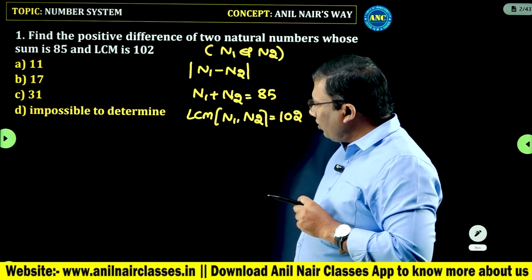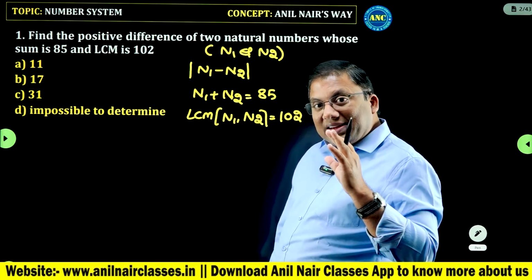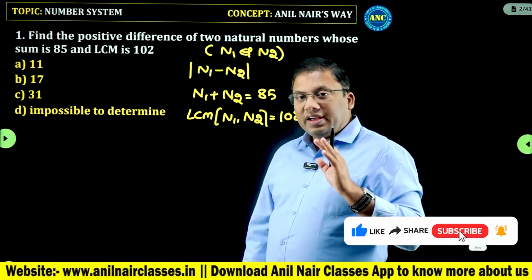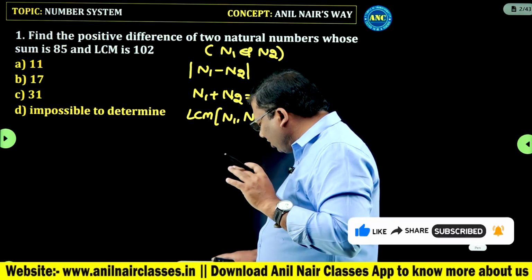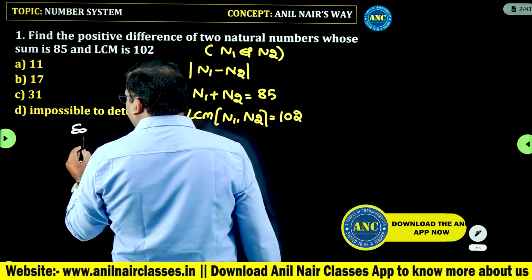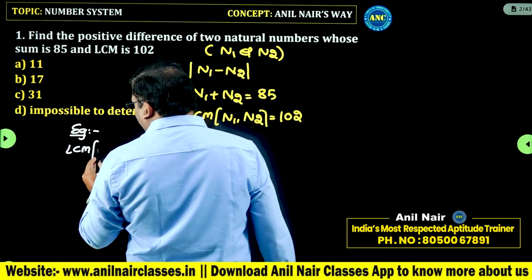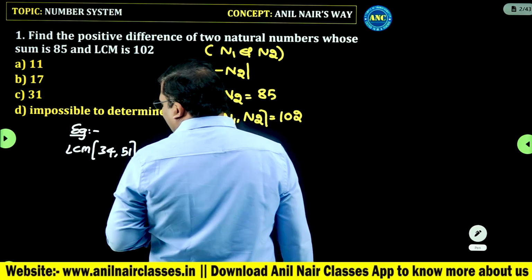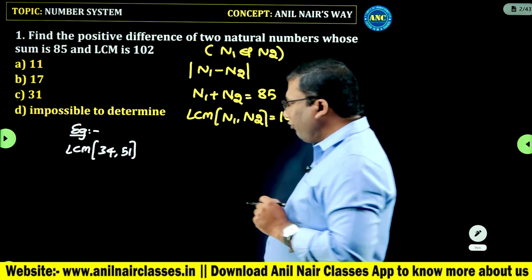Now we have to find out the numbers where the LCM of the numbers is 102 and the sum of the numbers is 85. There is one concept. If you know that concept, you can solve this question a little easily. Concept is, listen carefully: LCM of, for example, 34 comma 51. I am taking two random numbers, 34 comma 51.